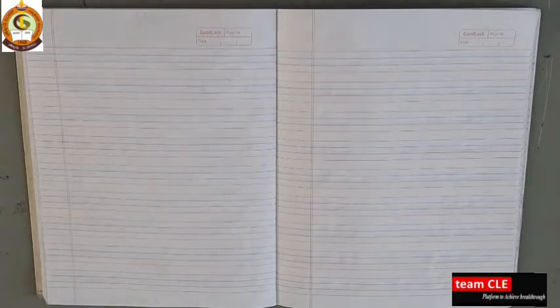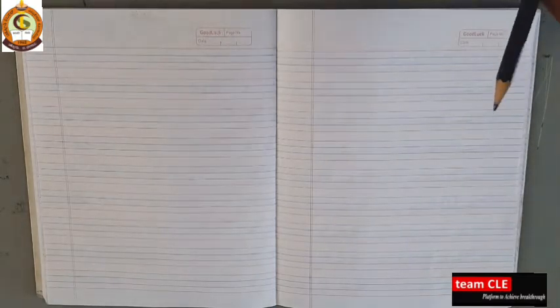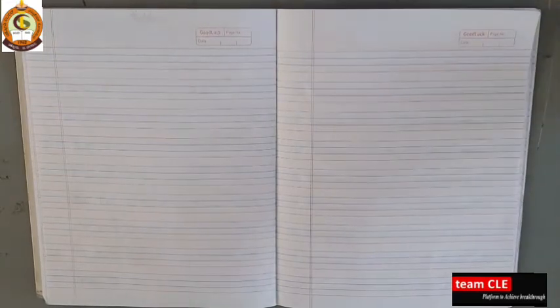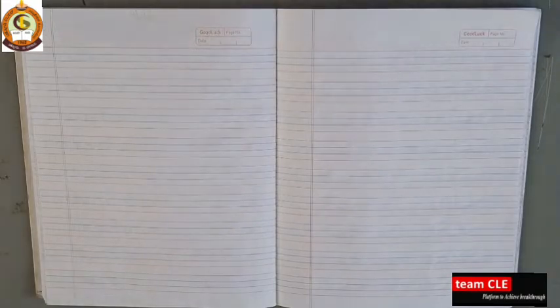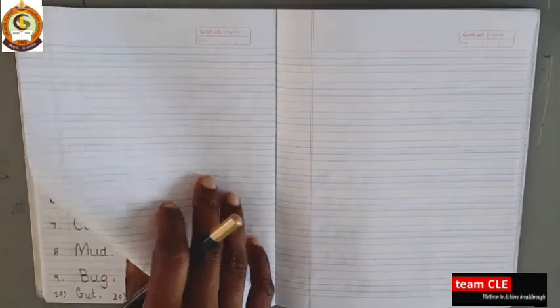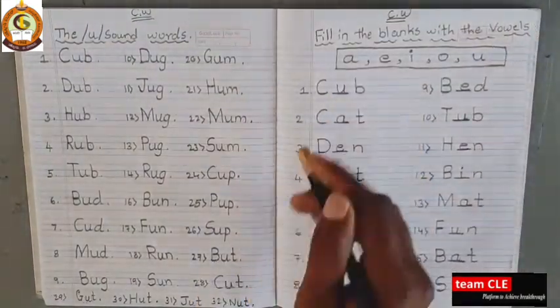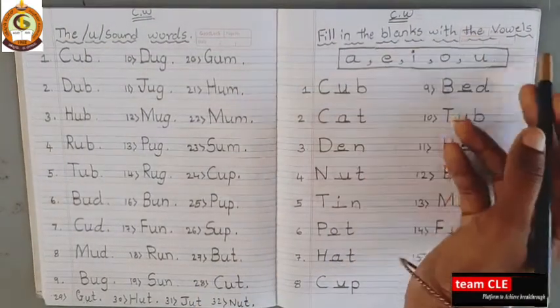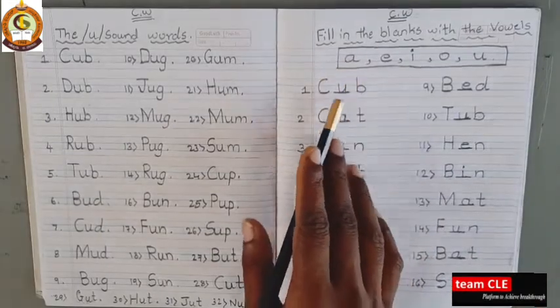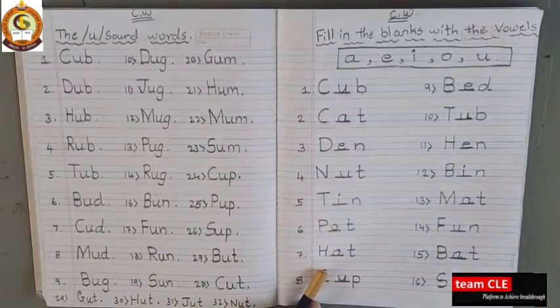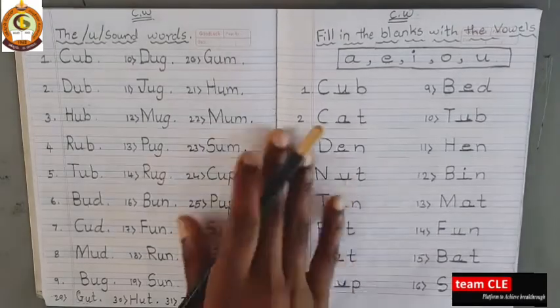Children, in yesterday's class, what did we do? Yes, we wrote: fill in the blanks with the vowels. We wrote it in the English notebook. We filled in the blanks with vowels and completed the words.